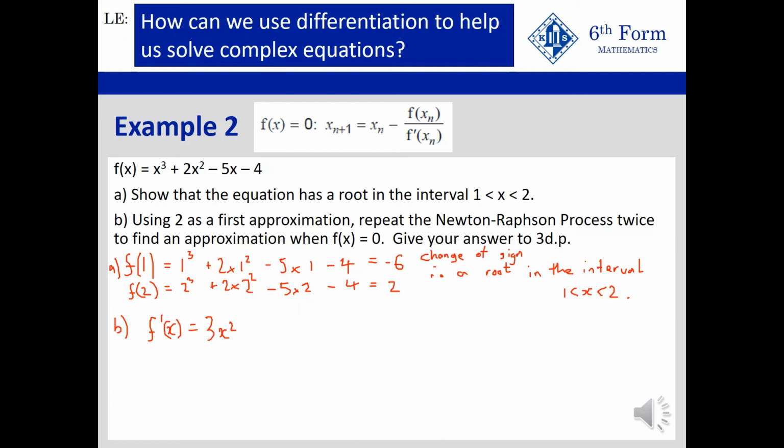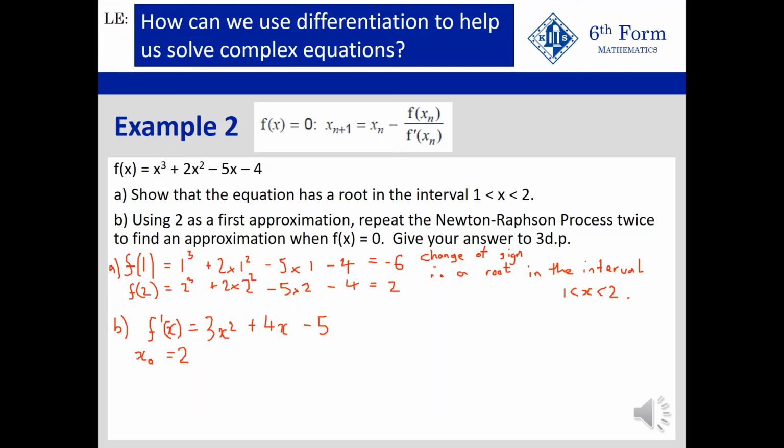Differentiating the 2x squared is going to give us plus 4x. And then the minus 5x will simply be minus 5, and the minus 4 will go to 0. So we've now got our f dashed x function. We've been asked to use a starting value of 2, so our x0 value is going to be 2, and we can use the trick with the answer button on the calculator again to help get a solution.